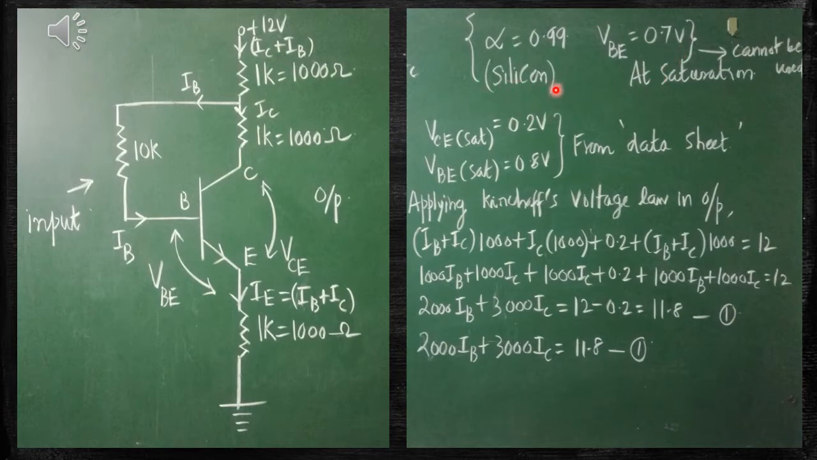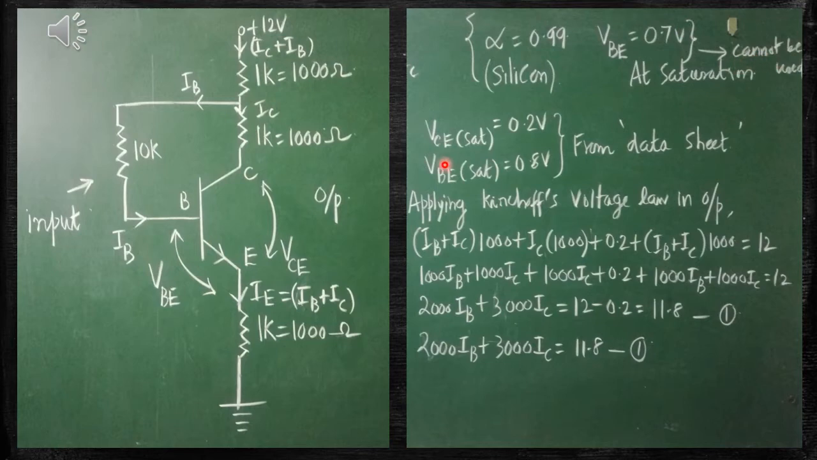But the thing is, in the problem, it is mentioned that the transistor is in saturation region. Since this transistor is in saturation region, both the two given data cannot be used. Both alpha value as well as VBE value cannot be used.